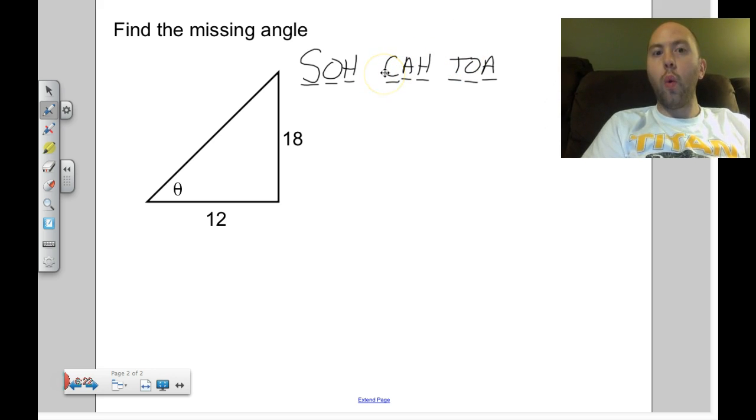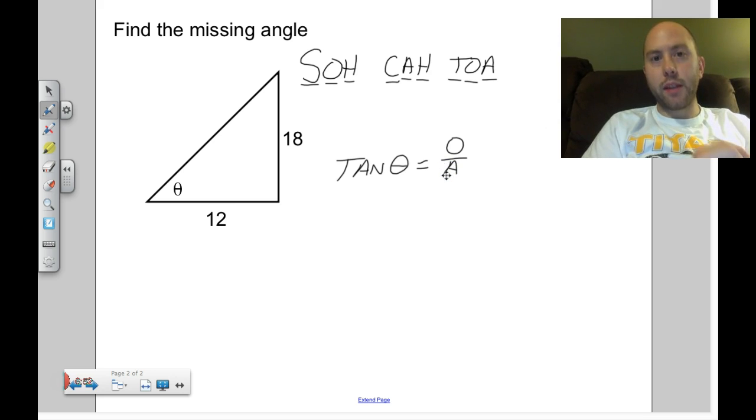Well, again, what do you have? I have this opposite side of the angle, and I have this adjacent side of the angle. I do not, I repeat, I do not have the hypotenuse. Since I don't have the hypotenuse, I know right away it can't be sine or cosine. It has to be tangent. So here's the equation I'm going to use. Tan theta, tangent theta, equals opposite over adjacent.